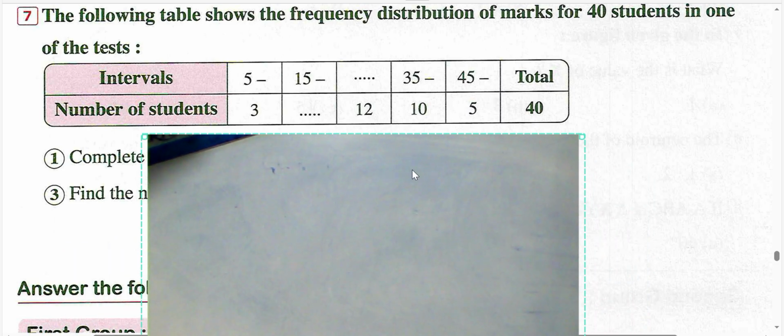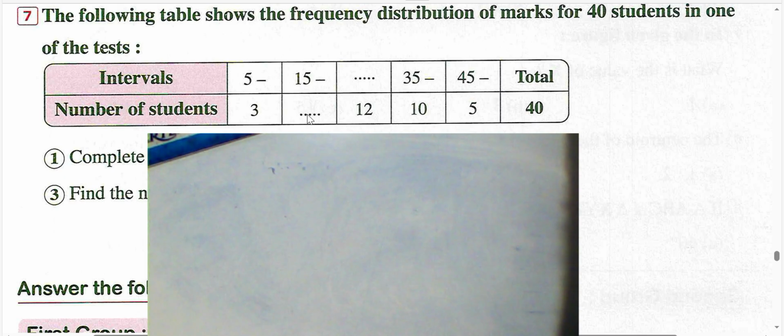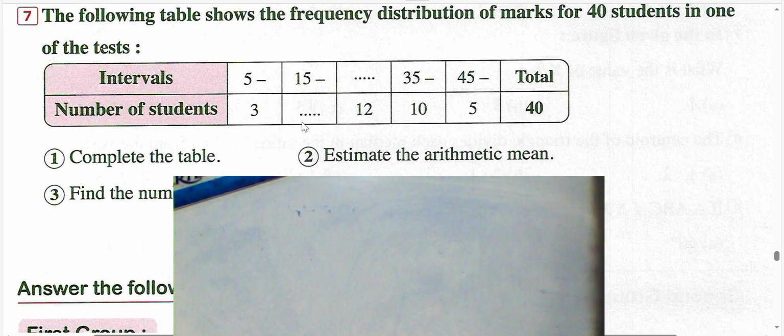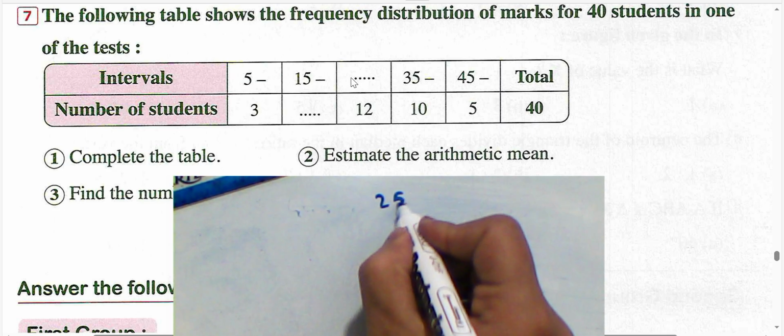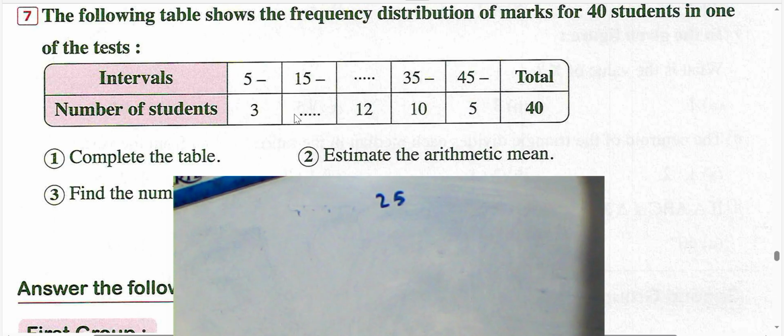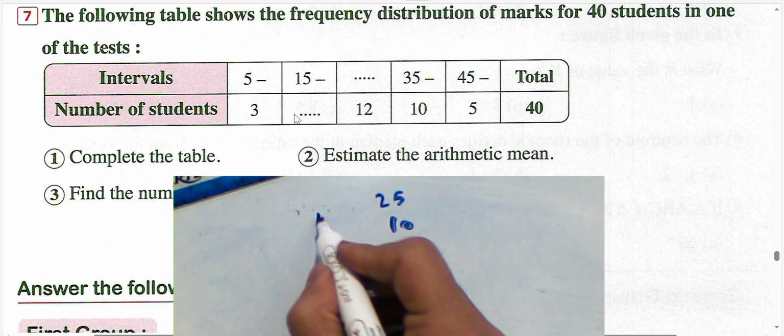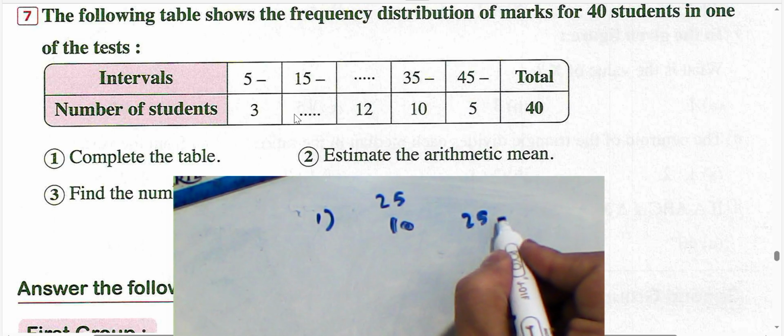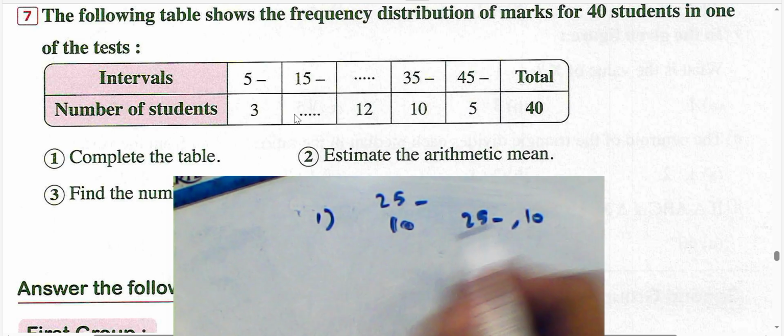Listen. First step, we can find the answer here. 3 plus 12 is 15. 15 plus 15 is 30. Then the missing number here will be 10. Okay, we can write here 10. Up here we can write 25. Understood, my students? Complete the table. Write 25 in this place, okay? And here write 10. Question number 1, complete 25 and 10. Then the solution will be 25, intervals, and 10.